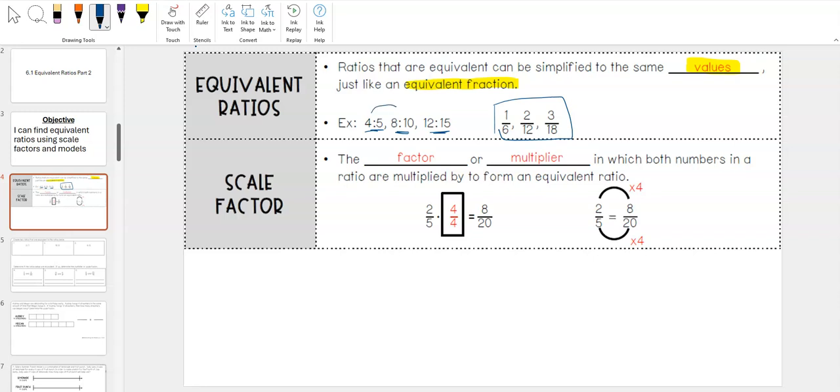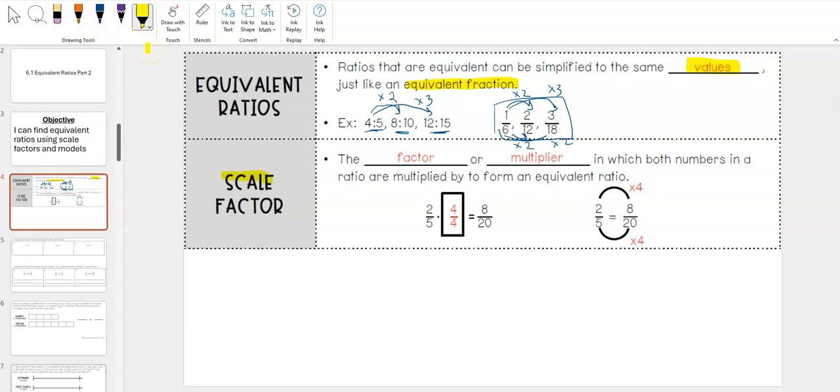Now, we know that these are equivalent because if I multiply the top and the bottom by a specific number, then we know that they're the same value. So 4 times 2 is 8, 5 times 2 is 10. If I multiply my original ratio by 3, then I would get 4 times 3 is 12, and 5 times 3 is 15. Same thing here with my fractions. I can multiply both my numerator and my denominator by a specific number, and then again to get equivalent ratios.